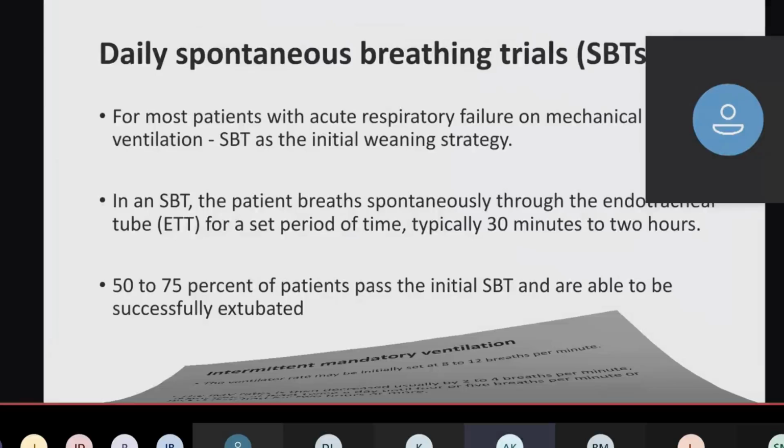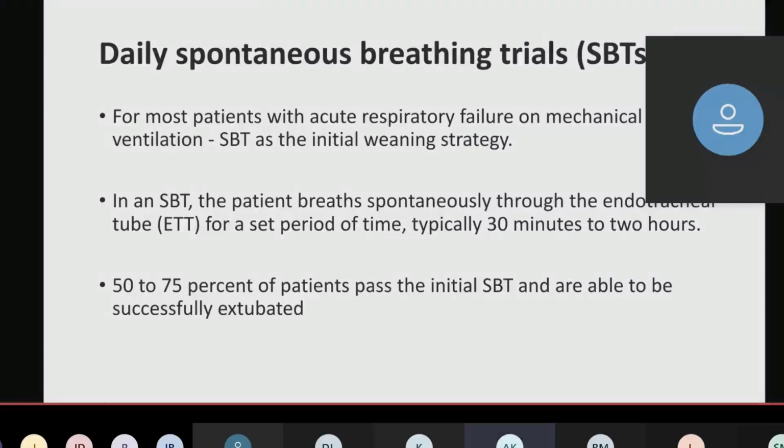So whatever may be the mode, daily spontaneous breathing trials or SBT is very important. So whenever you feel that the patient is ready for weaning, every day you will have to give a sedation vacation and you will have to try for a spontaneous breathing trial. So as I said, in SBT, the patient breathes spontaneously for a set period of time. The SBT trials can be as short as 30 minutes to almost 2 hours.